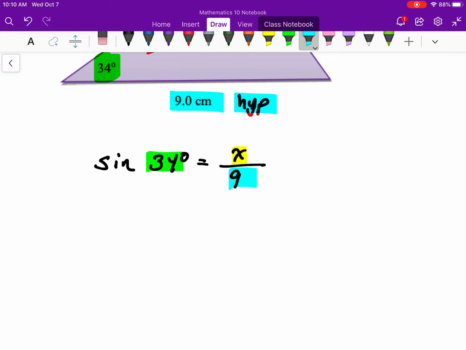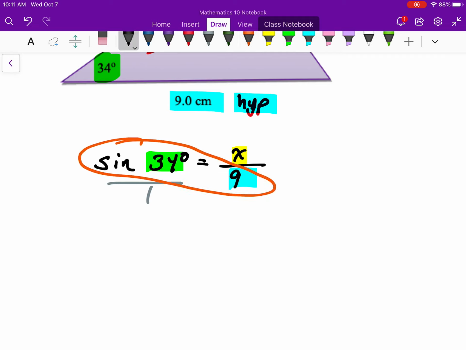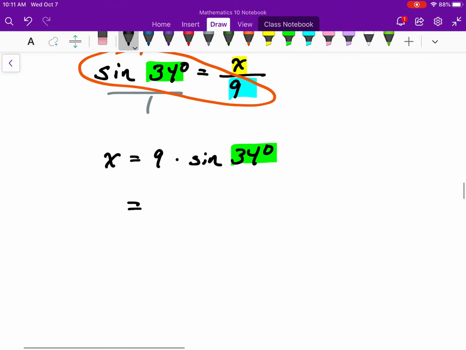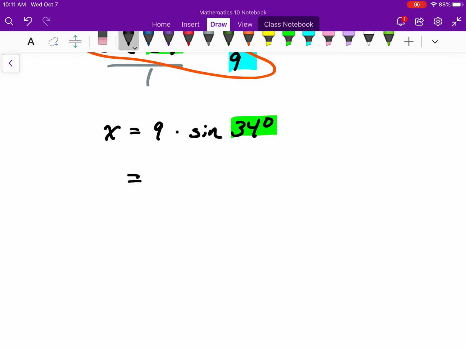How can I do that? Again, I could cross multiply. But in the end, all I'm going to actually end up doing is go sine of 34 times 9. Divide by 1 I don't need. So in the end, x is going to equal 9 times the sine of 34 degrees. I would just type that into my calculator, so I only need my calculator at one time. And 9 times the sine of 34 is about 5.0 centimeters when it rounds.